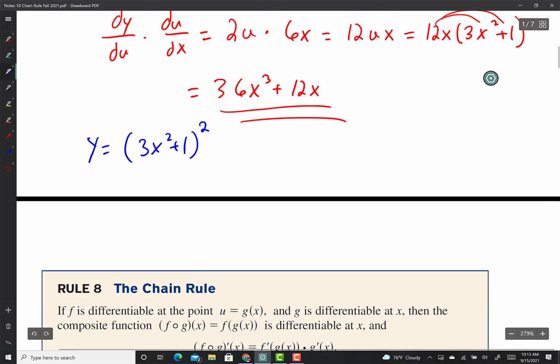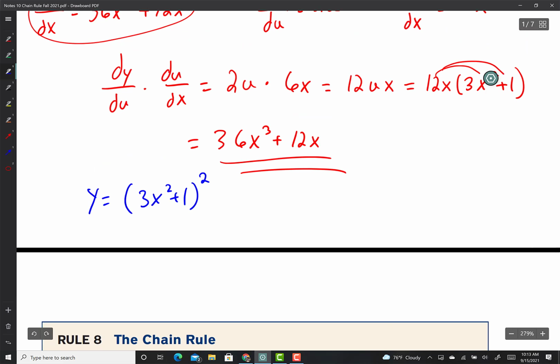So what is outside? Well, outside is everything outside that parentheses, right? And then what is inside? Inside is that 3x squared plus 1. Don't write anything down, just don't worry. So if I were to tell you y equals x squared, what's the derivative of x squared? 2x. Yeah. So it's the same deal.